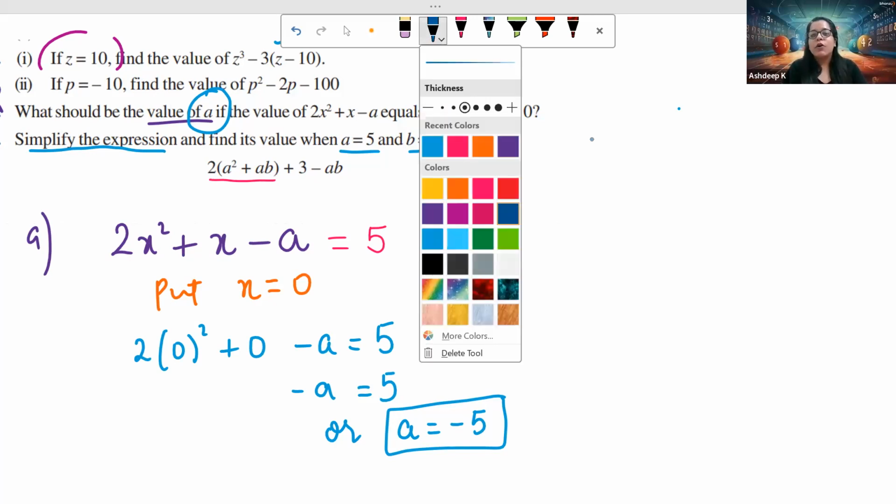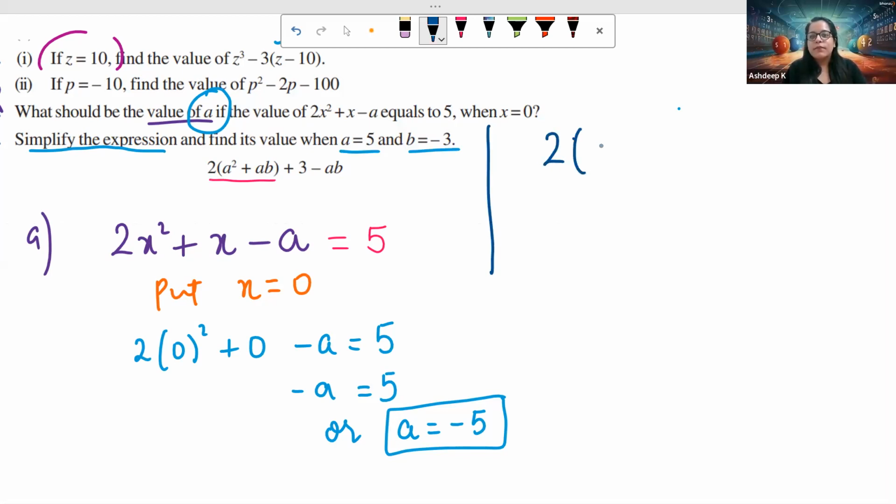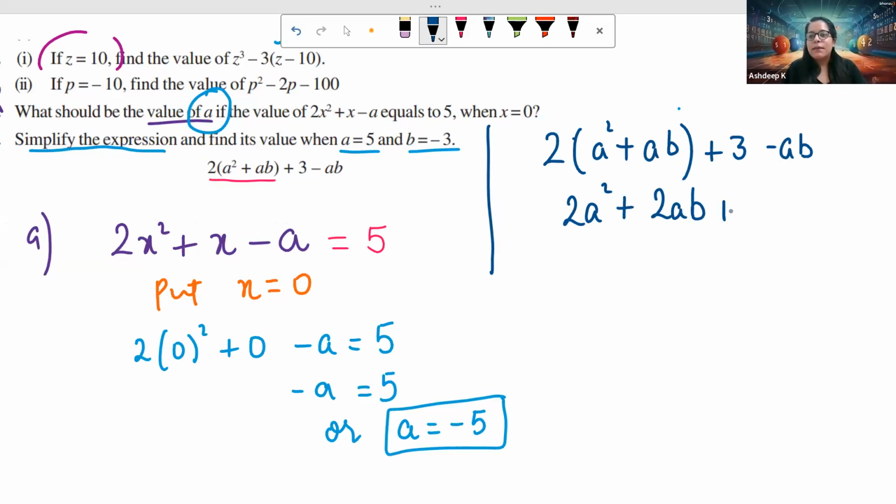Now let's quickly see. We have the expression as 2 into (a square plus ab) plus 3 minus ab. So now first of all, let's quickly simplify. So let's open the brackets first. So 2 into (a square plus ab) plus 3 minus ab. So now if we open up the brackets, we'll get 2a square plus 2ab plus 3 minus ab.